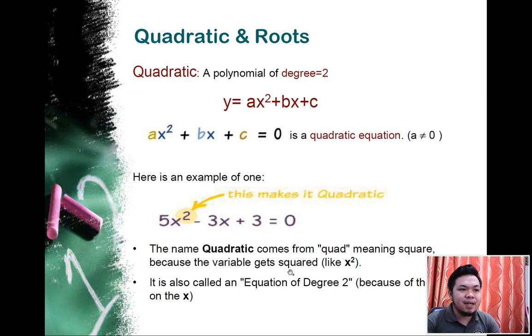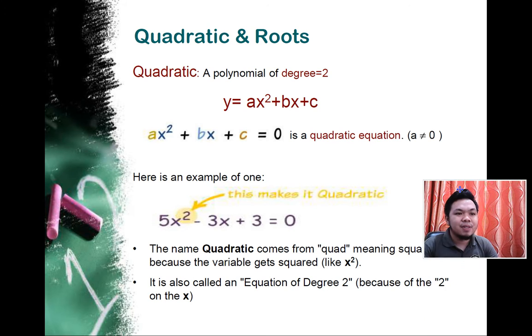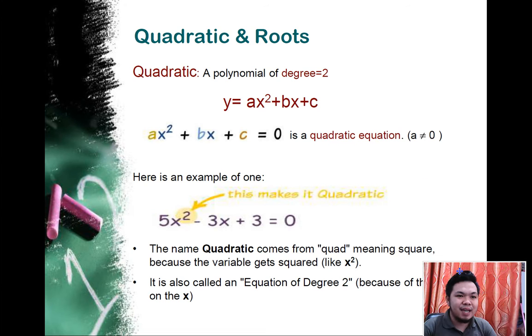The name quadratic comes from quad, meaning square, because the variable gets squared, like x squared. It is also called an equation of degree 2 because of the 2, or the exponent on the x.